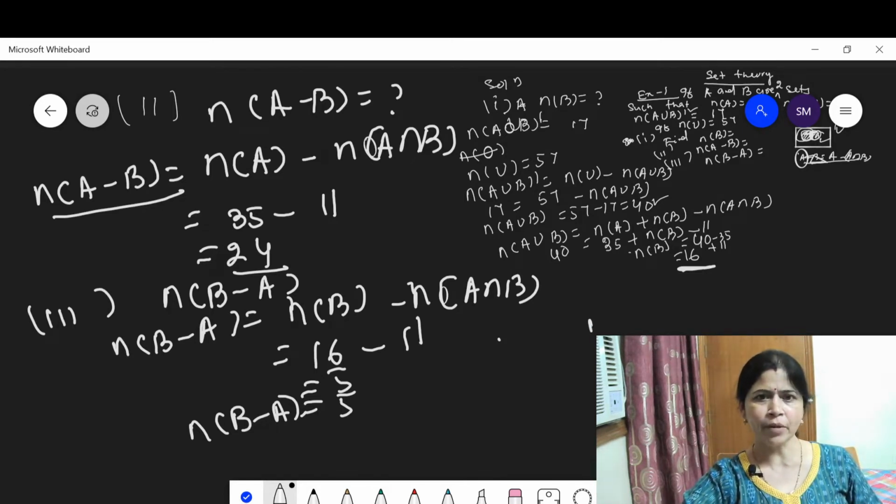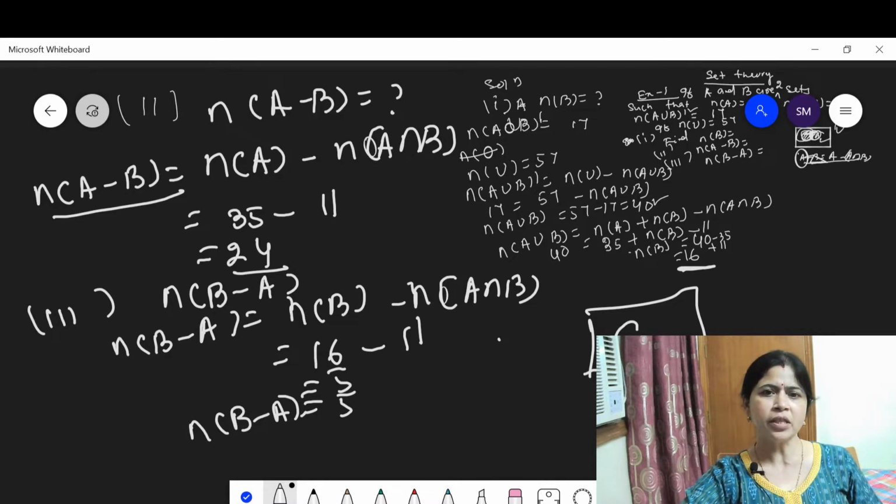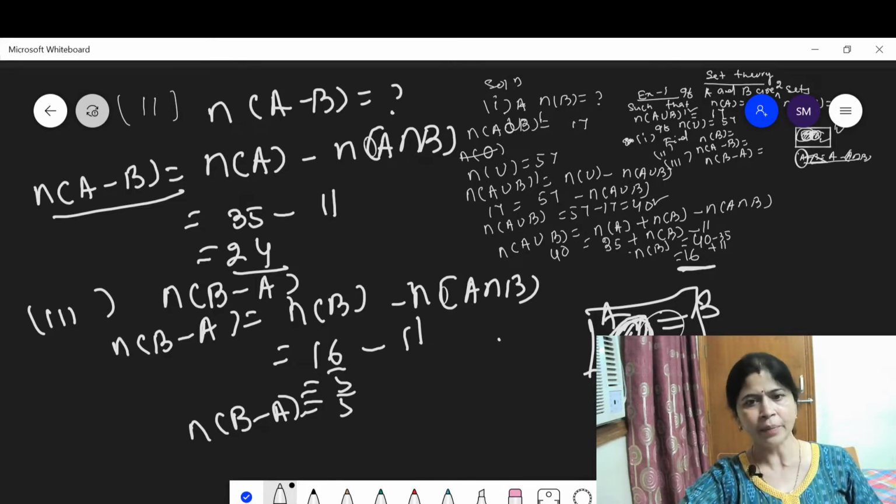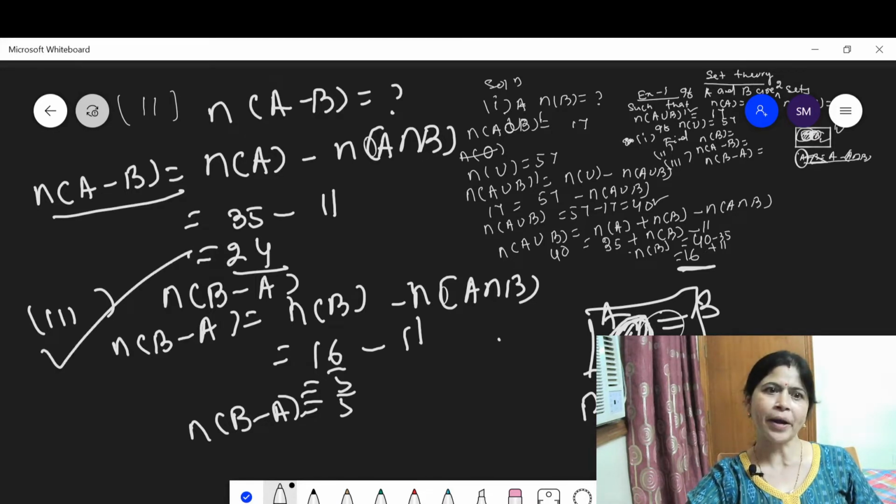Recall the Venn diagram. Suppose this is set A and this is set B. When you find A minus B, it means this portion. When you exclude from set A the common part between A and B, this is called A minus B. B minus A means the set B excluding the part common between A and B, that is, B minus A intersection B. From this we can find all of this.